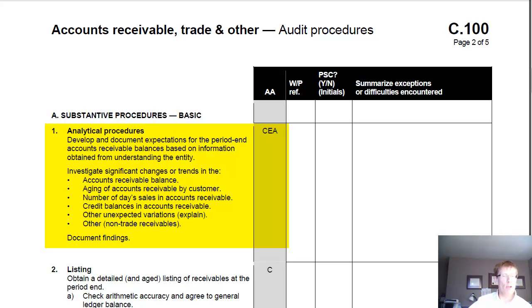So we'll compare those expectations against our actual results, and we'll investigate any significant changes or trends in the accounts receivable balance, the aging of our accounts receivable by customer, and our accounts receivable turnover, as well as any credit balances in our accounts receivable. And then finally, we'll document these findings.